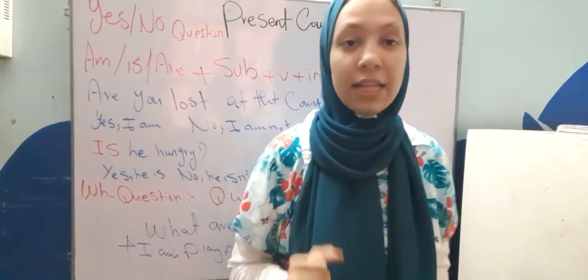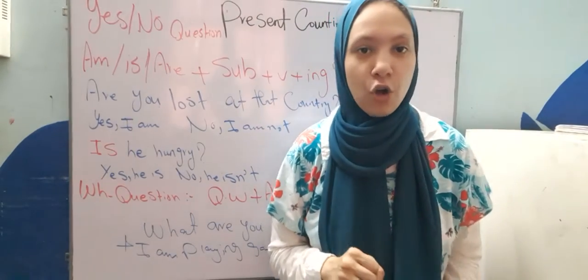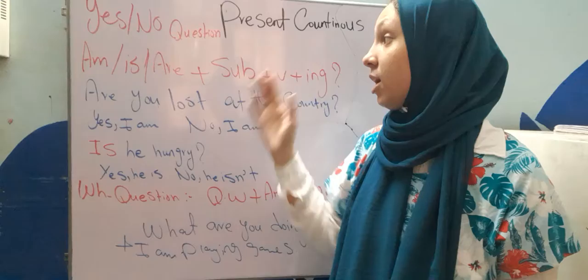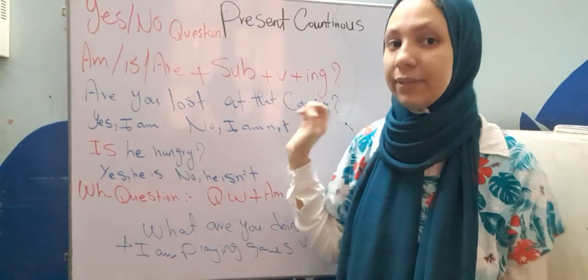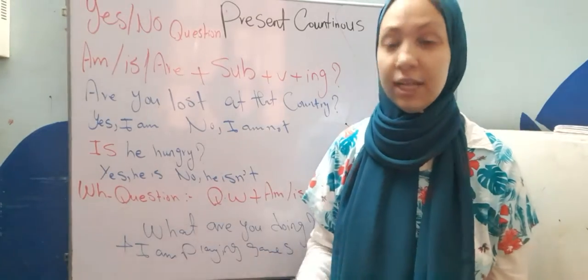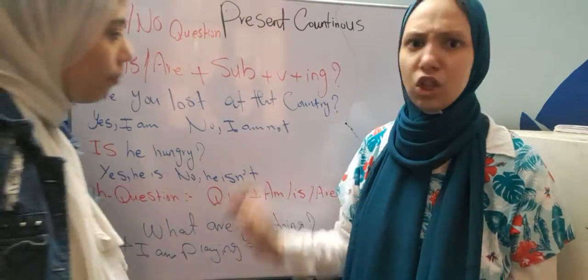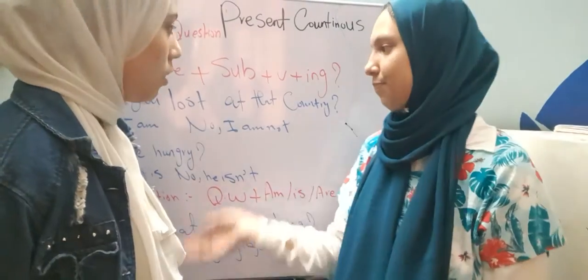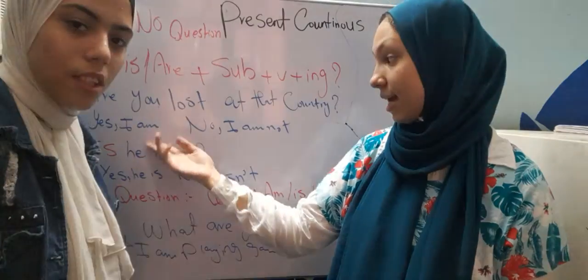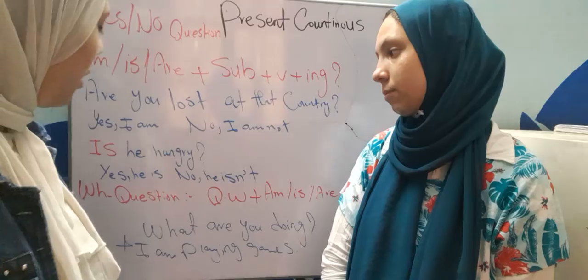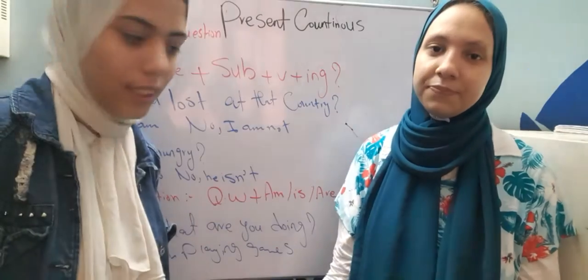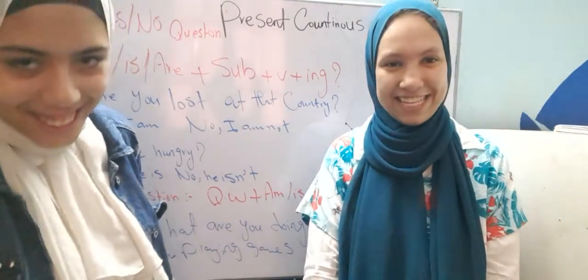Okay, now let's talk about the yes or no question. Am, is, or are plus the subject plus verb plus ing. For example, are you lost in this country? Yes, I am, or no, I'm not. Is he hungry? Yes, he is, or no, he isn't.